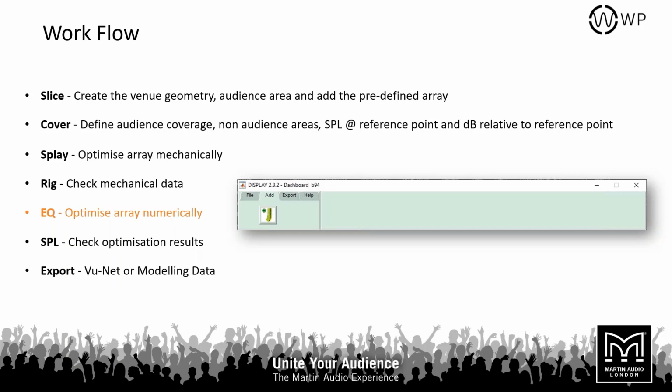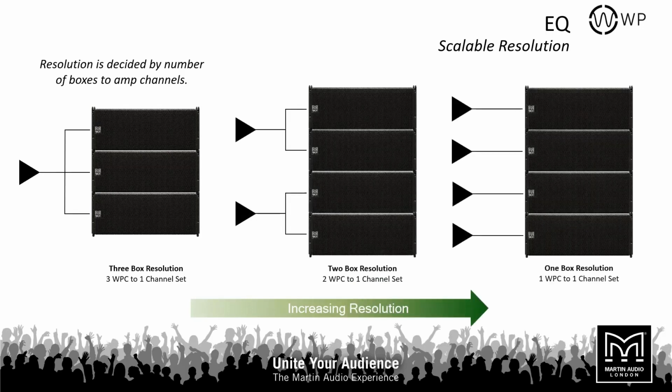So now we're going to look at optimizing the array numerically. We talk about WP with scalable resolution, and what does that mean? Resolution is decided by the number of boxes to amp channels. So we can see here WPC in 3 forms. First of all, with all the boxes receiving the same signal. And then we can split the 4 boxes up in the middle. So the top 2 boxes are receiving the same signal, and the bottom 2 boxes are receiving an entirely different signal. And display will account for this and give you all the presets that you need to achieve that.